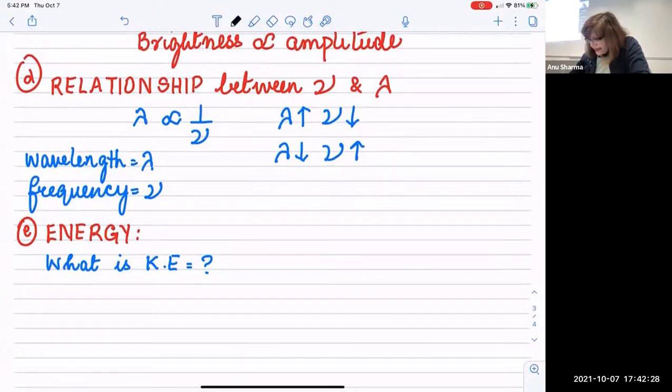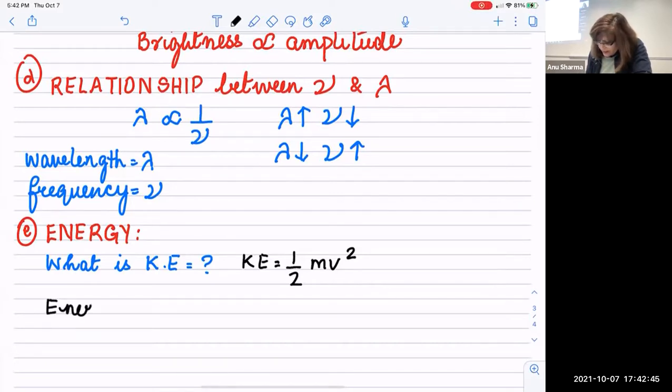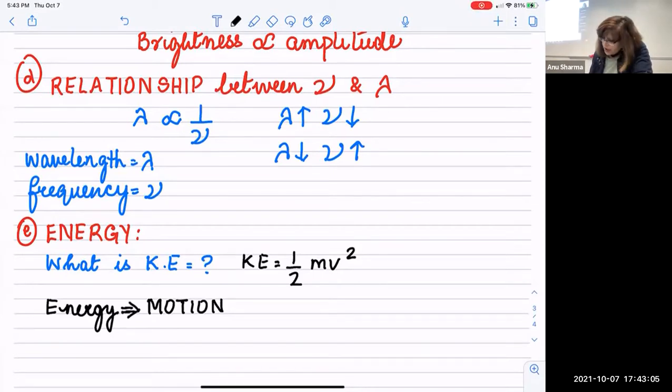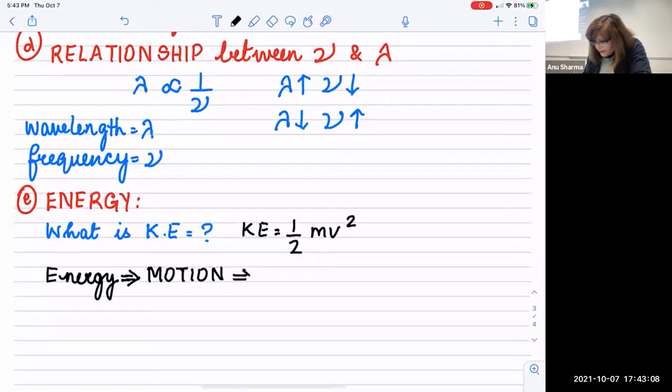So kinetic energy is equal to half mv squared. When we talk about energy in general, any kind of energy is related to motion. Potential energy is by virtue of things remaining at rest, but energy in general is motion. All this we covered last time when we discussed thermochemistry. Energy due to motion is the kinetic energy, but in general, all energy has some relationship to motion. Motion means movement.